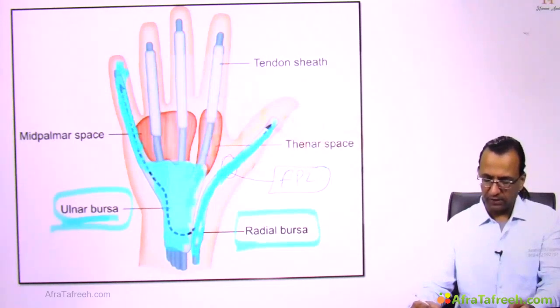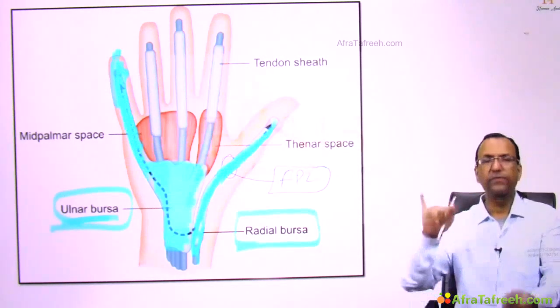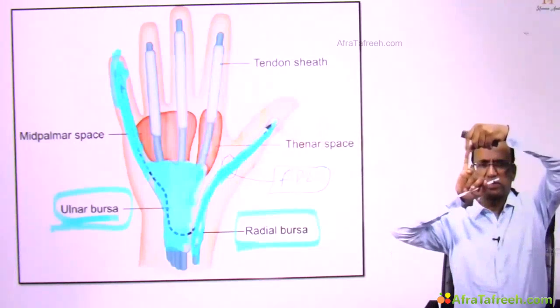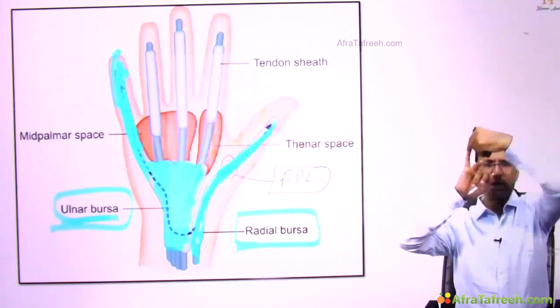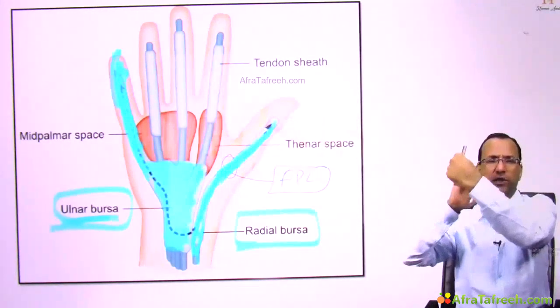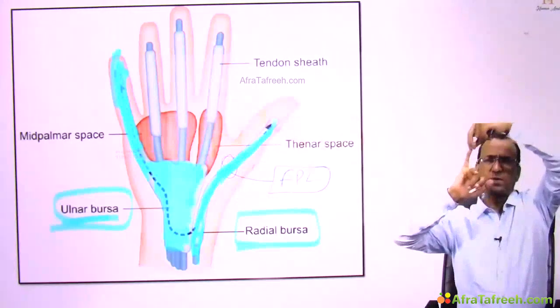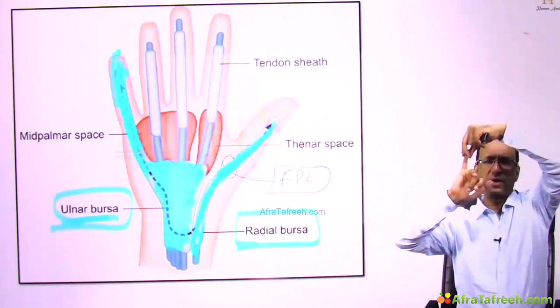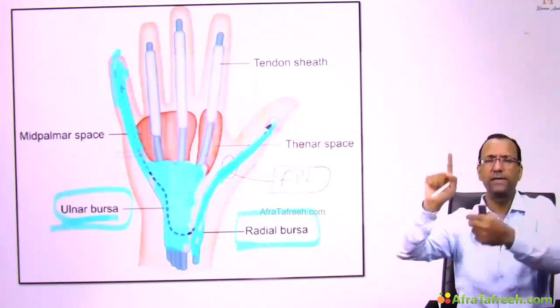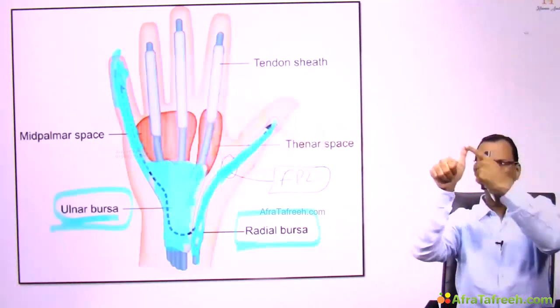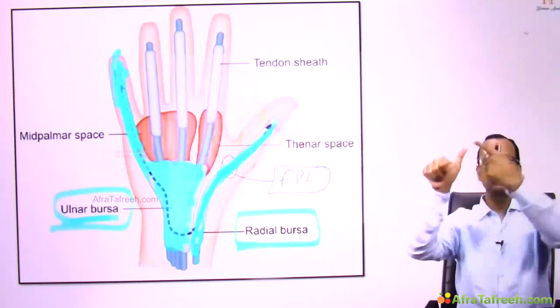So if it continues with the tendon of the little finger, what if there is a little finger puncture here, pulp space infection? Then of course the ulnar bursa will be involved. It is continuous with the synovial sheath of the little finger, the ulnar bursa. And what about the thumb? Radial bursa. Radial bursa is continuous with the thumb there.